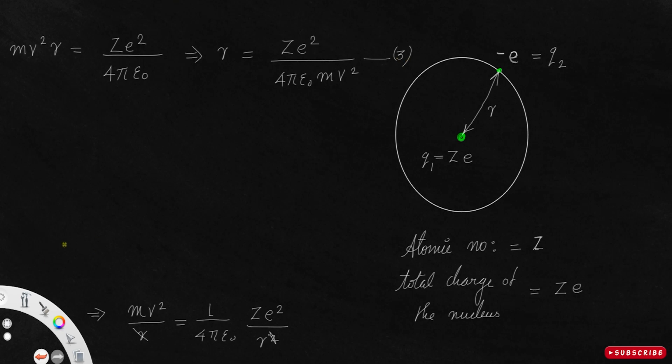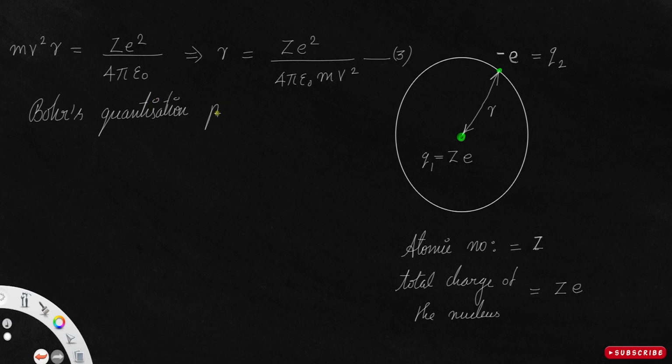And we know from Bohr's quantization principle that the electron revolves only in the orbit where the angular momentum is an integral multiple of h by 2 pi. That's actually Bohr's quantization principle.